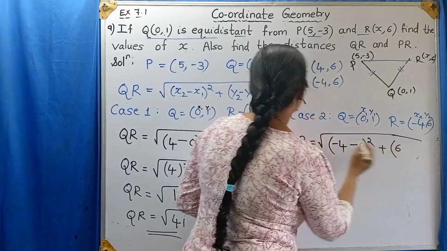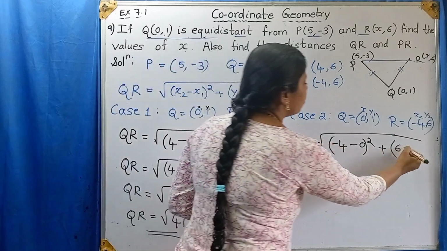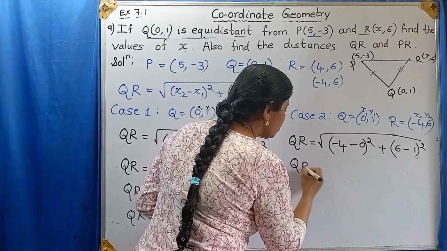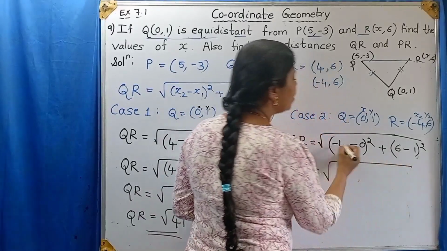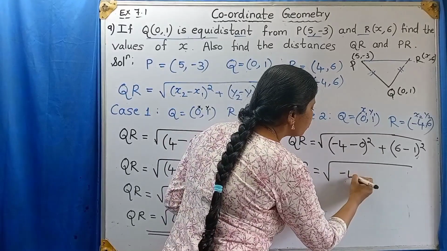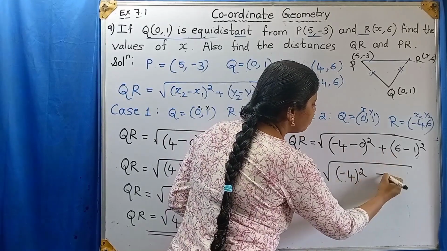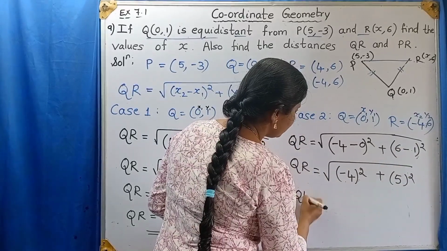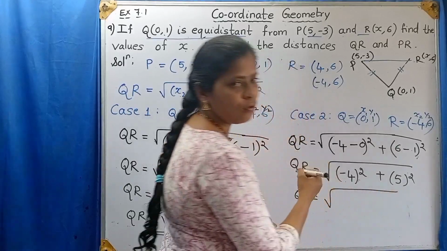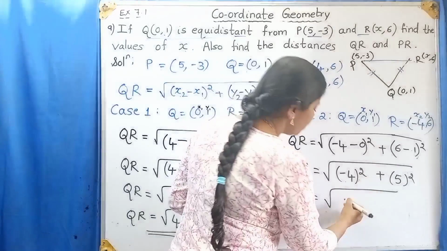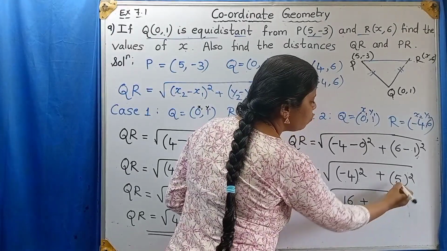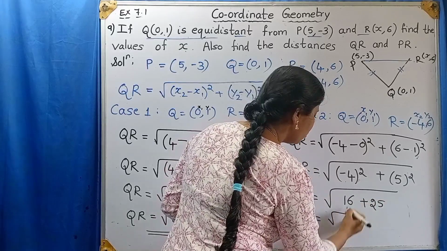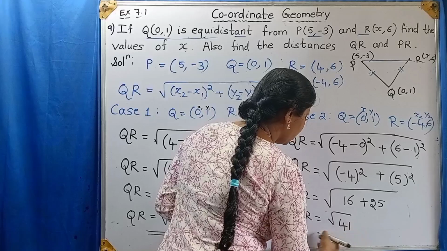y2 is 6 minus y1 is 1, the whole square. QR is equal to square root of, minus 4 minus 0 is what? Minus 4, the whole square, plus 6 minus 1 is 5, 5 the whole square. QR is equal to, minus 4 the whole square is what? Minus 4 into minus 4 is plus 16, plus 5 the whole square is 25. QR is equal to square root of 16 plus 25, which is 41.